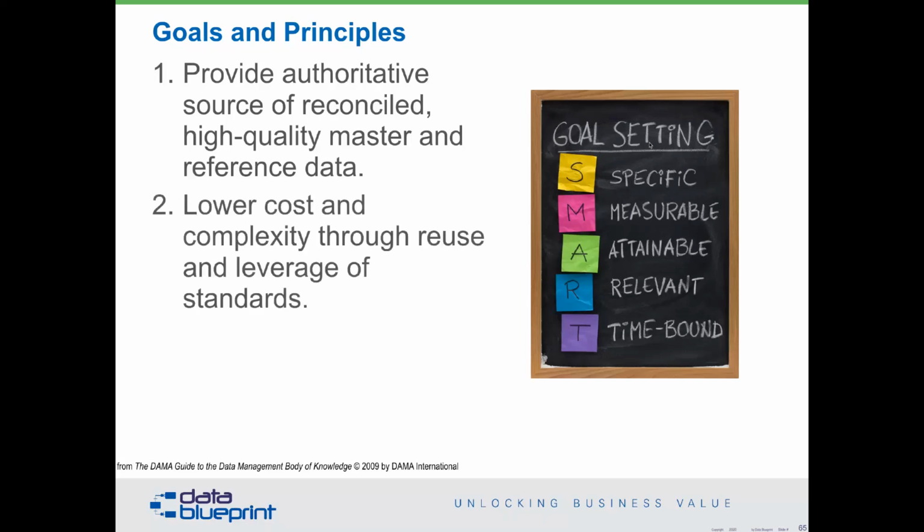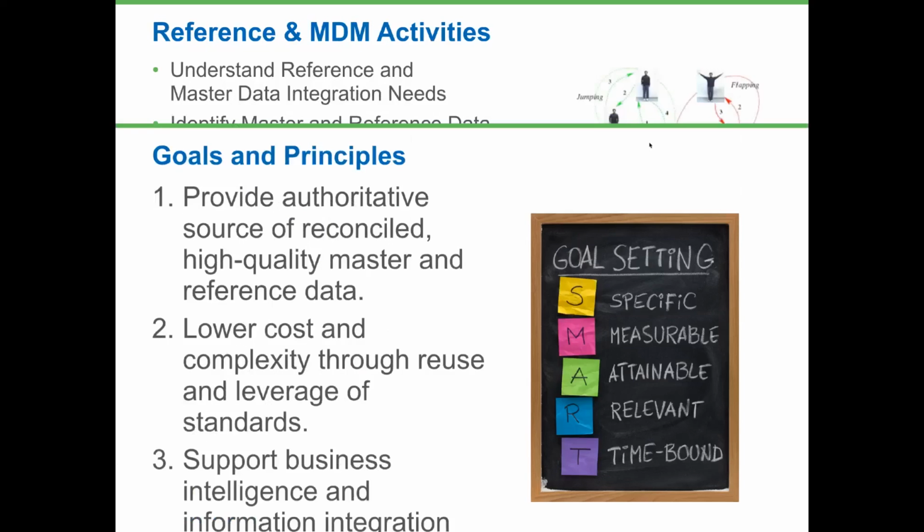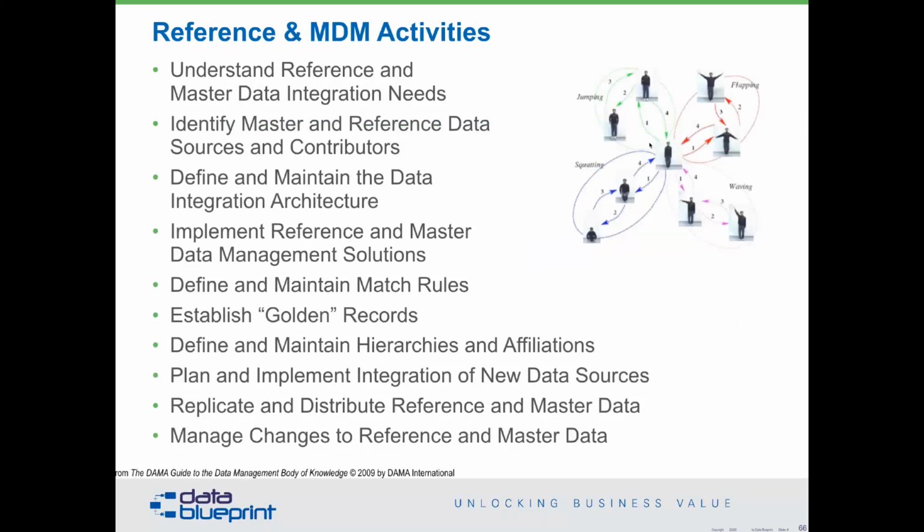This also drives us to lower cost and complexity. Master data management should be about making things cheaper and better. If it's not worthwhile, why do it? And finally, if we have these master data management categories correct, then we will have much more of a head start moving towards our business intelligence and analytics types of activities. So what are some of the things we need to do? Understand reference and master data activities, identify master and reference data sources, define and maintain the data integration architecture, implement.